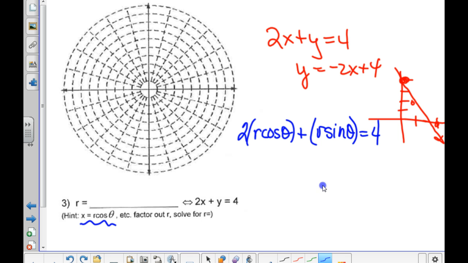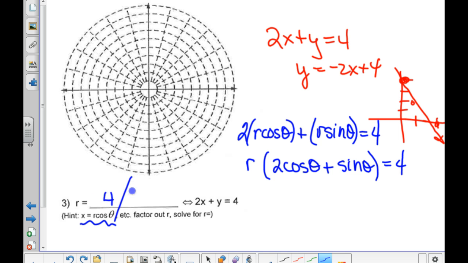We're trying to get this to say r equals, because that's what our calculator says. But only this one has a 2. This one doesn't have a 2. We're going to take out the r. So it'll say r times 2 cosine theta plus sine theta equals 4. So now, to get the r all by itself, we'd have to do what? Divide. So we're going to have 4 divided by the quantity 2 cosine theta, which will bring up a parenthesis on your calculator, plus sine theta.